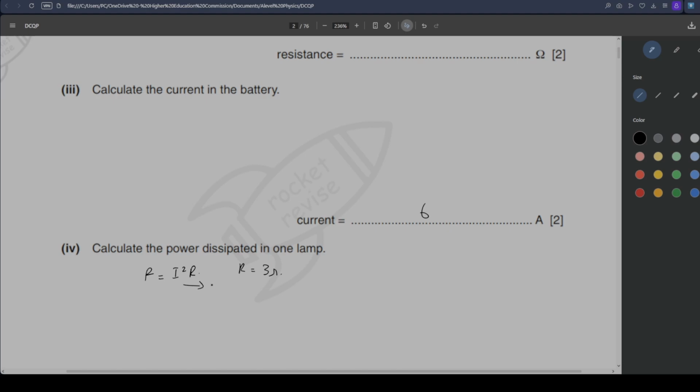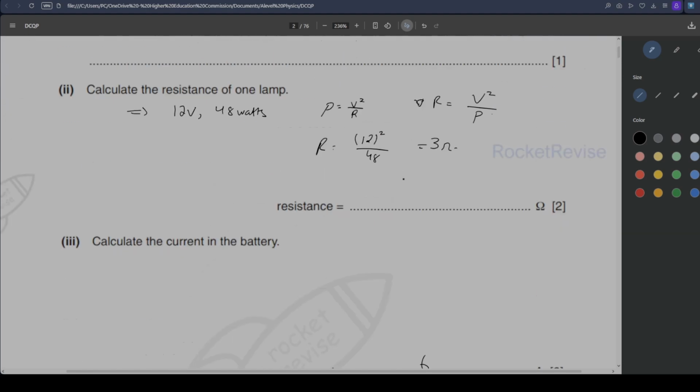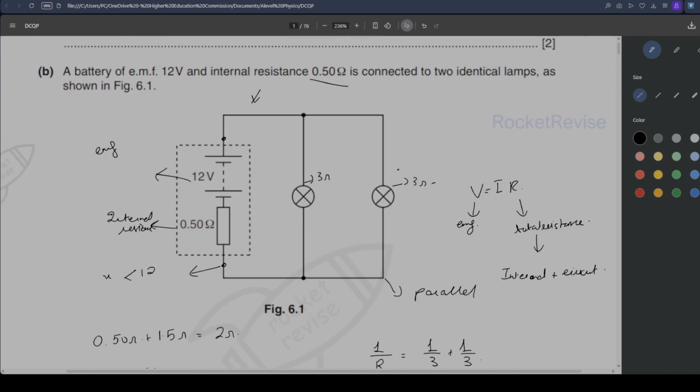Now what is our value for current going to be? Because these lamps are identical, the current is gonna be divided equally between these two. So 3 amps is going to go over here, and then 3 amps is going to go over here.